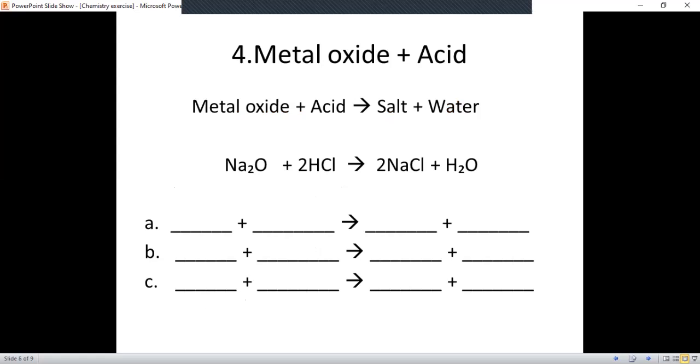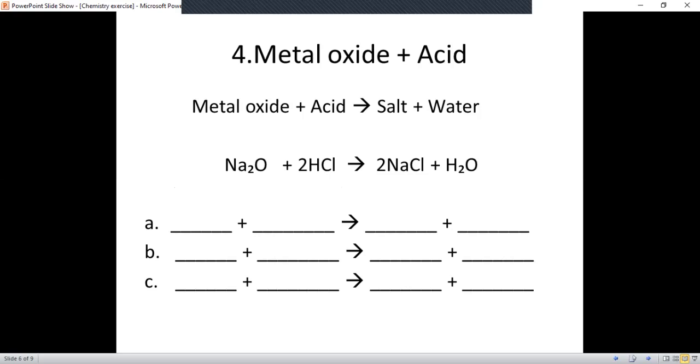The 4 says metal oxide plus acid. Metal oxide and acid give salt and water. Okay, sodium oxide plus hydrochloric acid give sodium chloride plus water. Keep in mind, when you write the reactions, you have to balance the reactions, okay? We need to have the same number of atoms in both sides of the reaction.